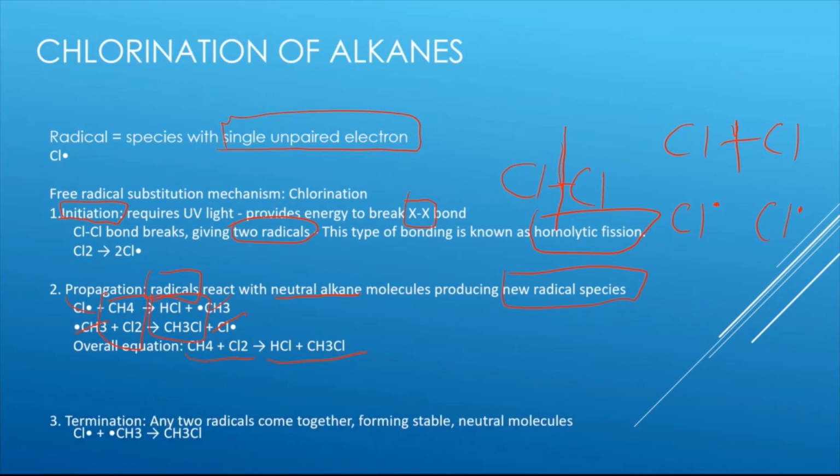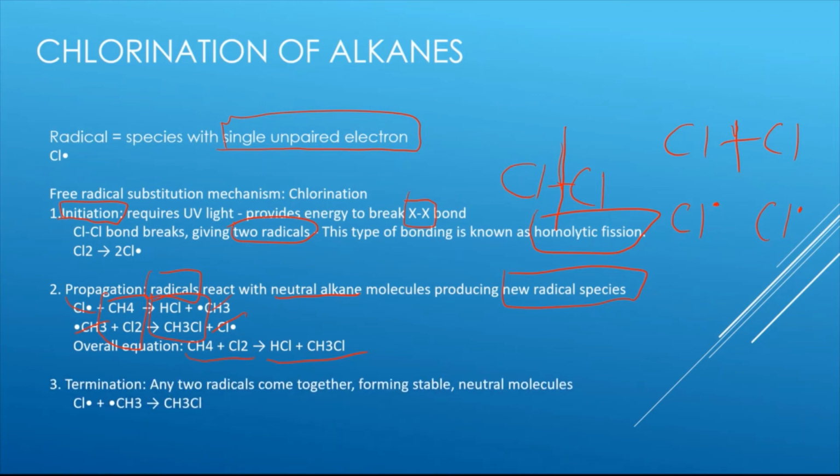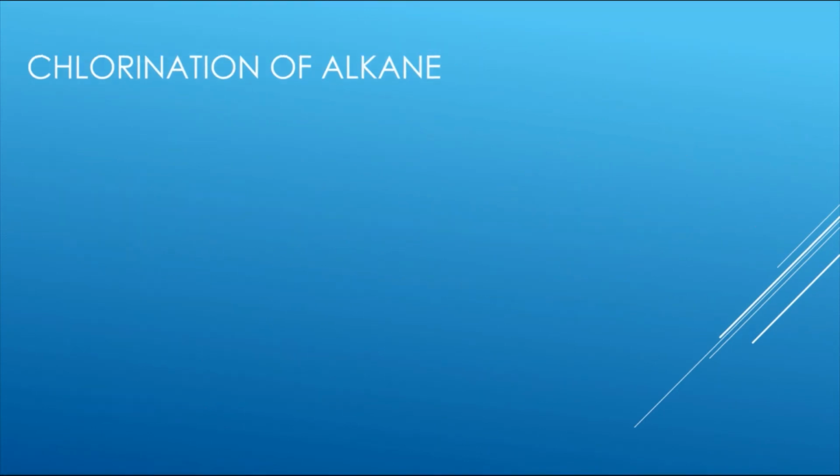You have chloromethane in this case. And there is a termination step. This is where any two radicals come together and form a stable neutral molecule. In this case, the chlorine radical reacts with the methyl radical and forms chloromethane again. But you may not always form that chloromethane, as termination reactions involve any two radicals combining.